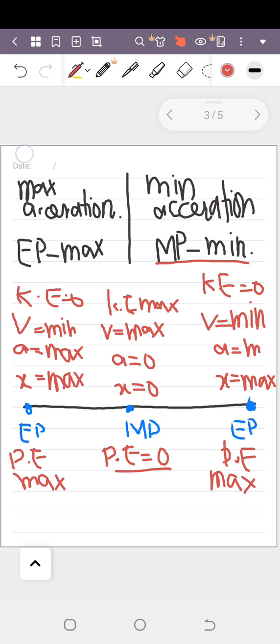So I hope the concept of acceleration in uniform circular motion is clear. If you have any confusion from this topic of uniform circular motion, you may ask in the chat box.